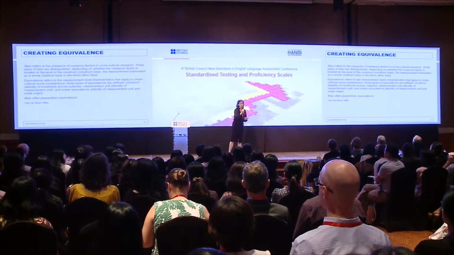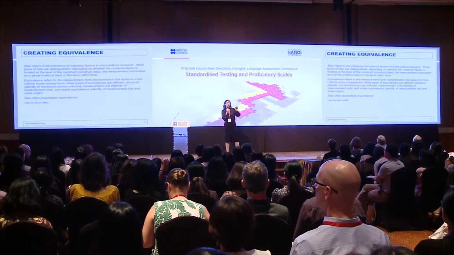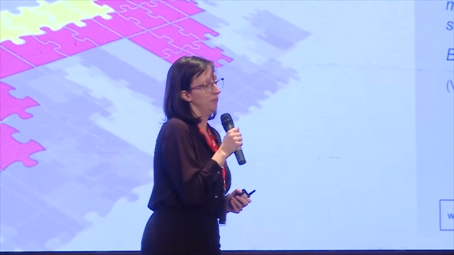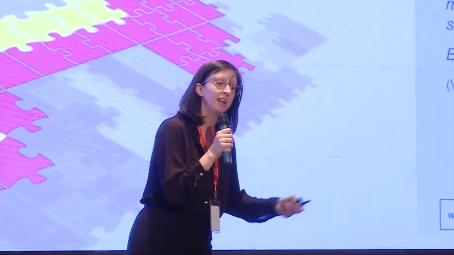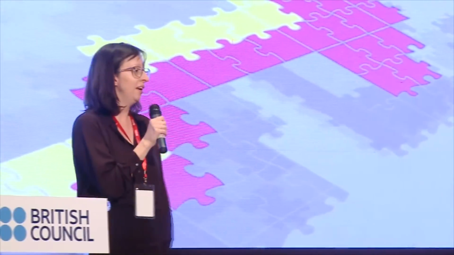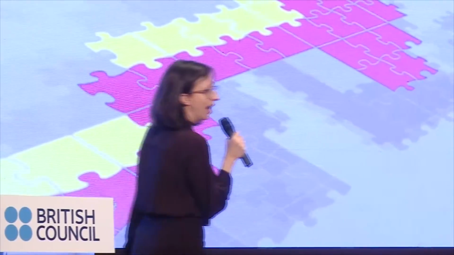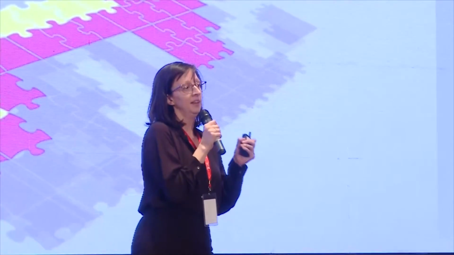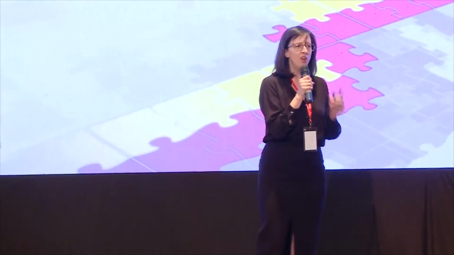And equivalence is what we're aiming for, so that we can, as Cherry said, compare like for like the English language capability of all of the countries, certainly that the British Council works in, potentially around the world. So, construct bias, method bias, and item bias. They are what we want to try to minimize in order to create the international comparison, the international survey of English language capability. So, we heard a lot about construct.